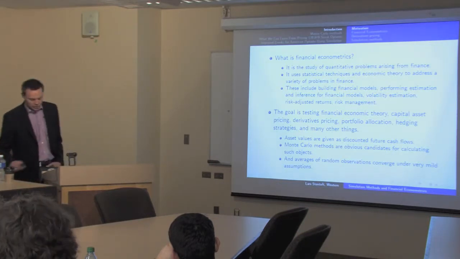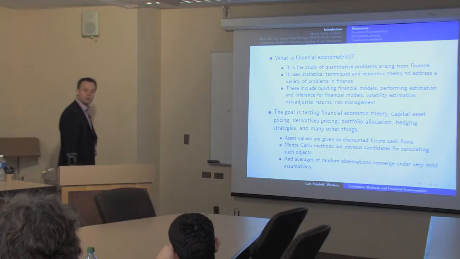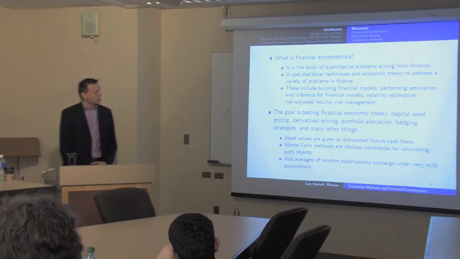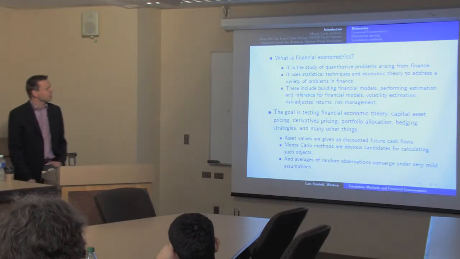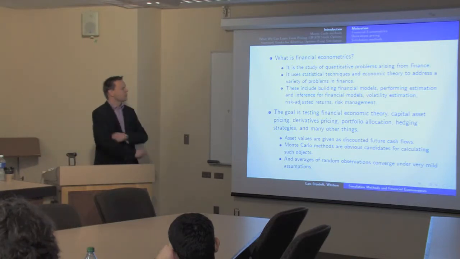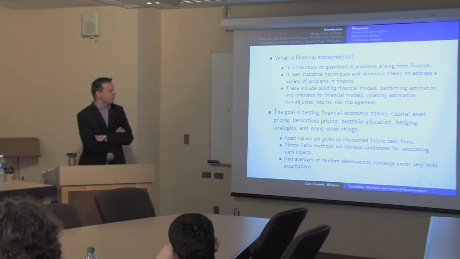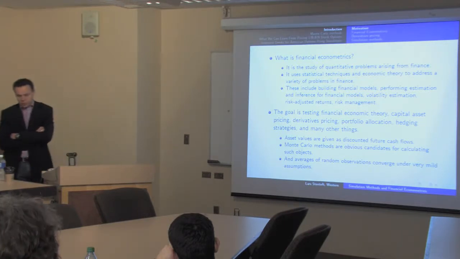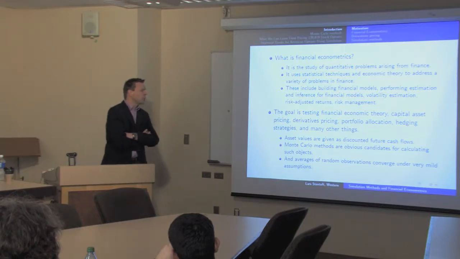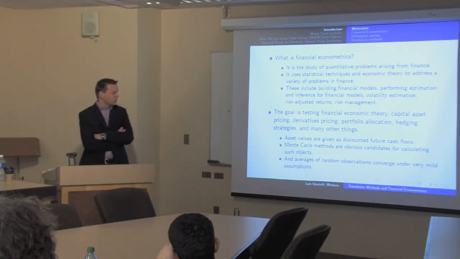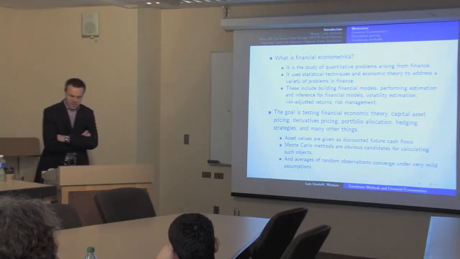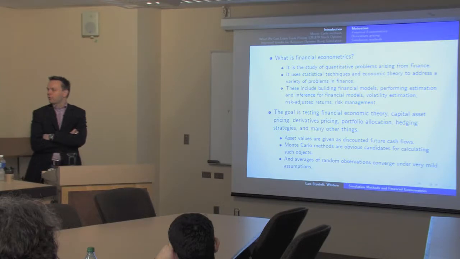So what is financial econometrics? These are basically slides from my course on financial econometrics. Well, it's the study of quantitative problems arising in finance from financial theory. And what do we do? We use statistical techniques and economic theory to address a variety of problems. So we want to build financial models. We want to perform estimation using these models. We want to use those models to do inference. We want to do volatility estimation. We want to calculate risk-adjusted returns. We want to do risk management. We want to do all the things that everybody should be doing in their everyday life, right?